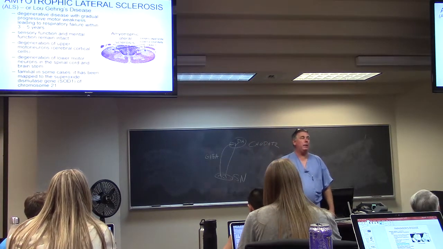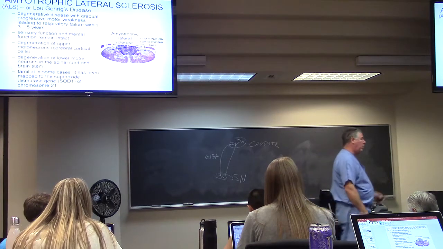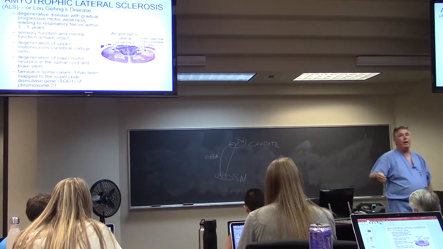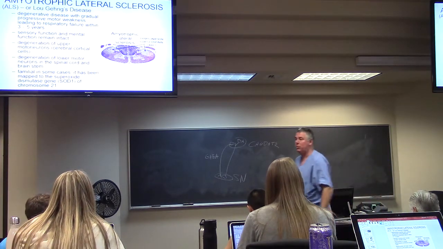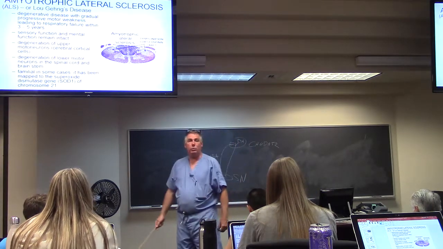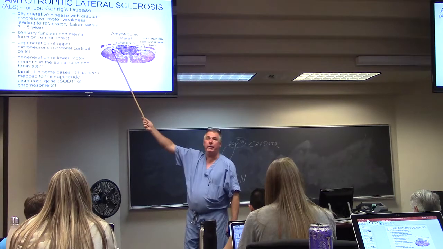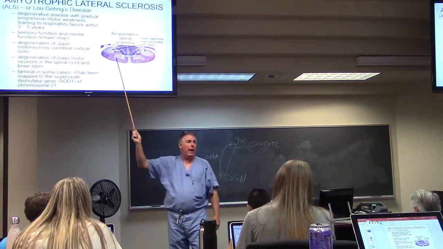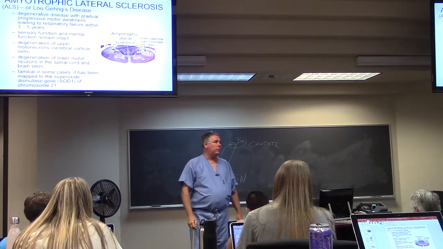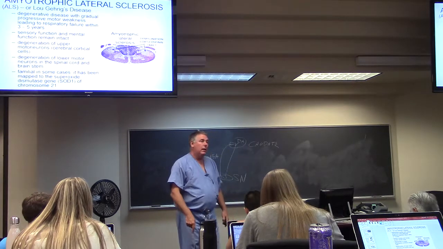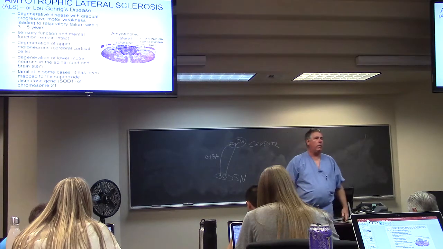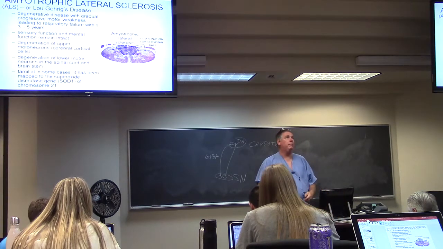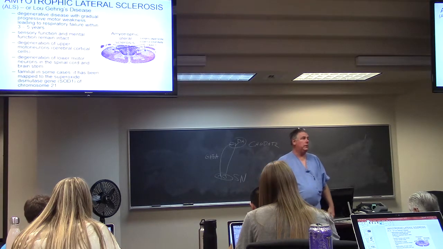ALS is a degenerative disease. There are two forms. One is familial, the other is sporadic. Most of it is sporadic. Only about 10% is familial. It involves demyelination of the descending tracts, corticospinal, and the ventral horn cells of the spinal cord. It's a bad disease. There's some treatment for it, but it's really not going to extend your life considerably. Usually it's 3 to 5 years.